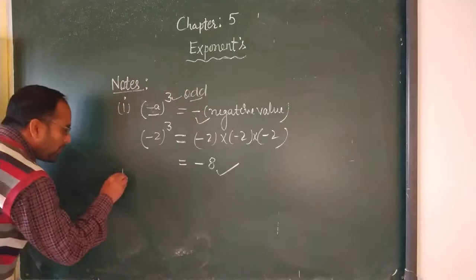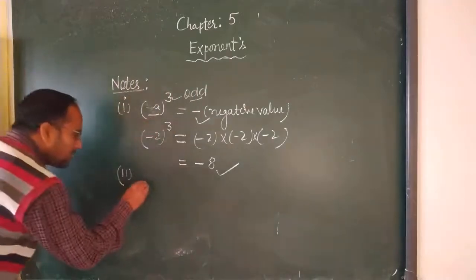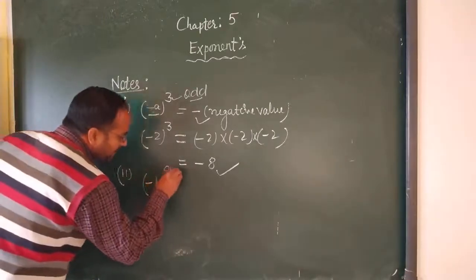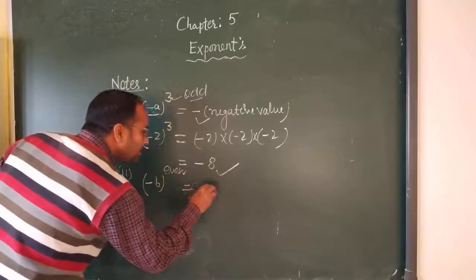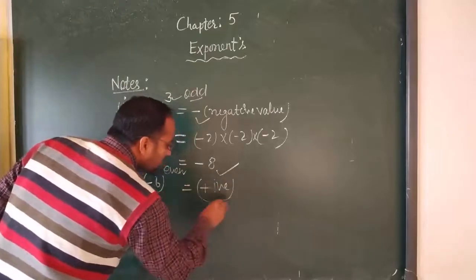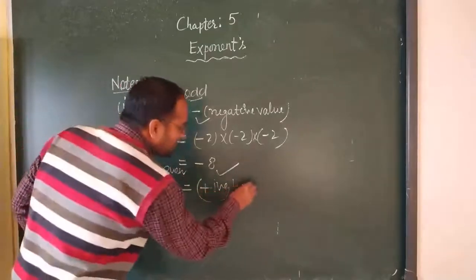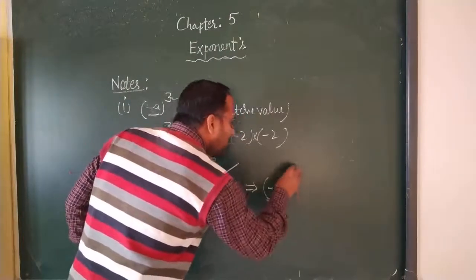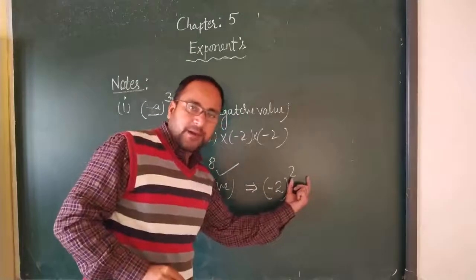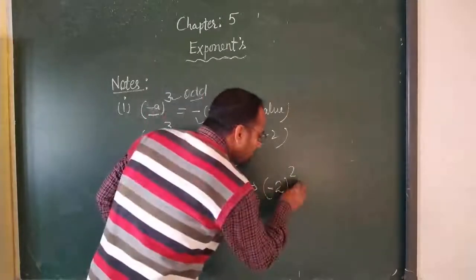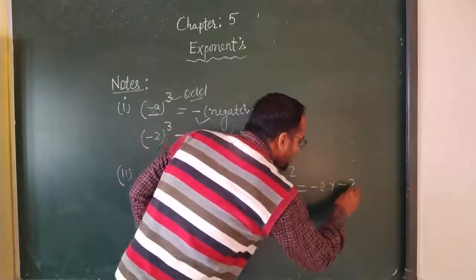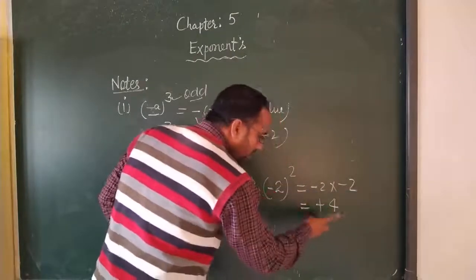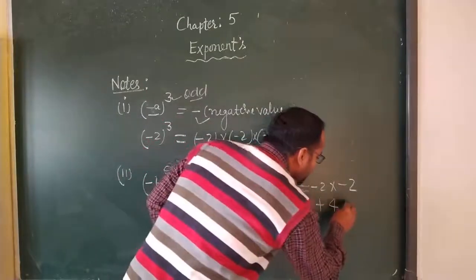So if your base is negative and the power is odd, you always get a negative value. Now the second point: if your base is negative, suppose minus 3, and its power is an even number, then you always get a positive value. I will show you this one. Suppose minus 2 and its power is 2. 2 is an even number, so minus 2 is multiplied 2 times: minus 2 into minus 2. Minus into minus, you will get plus, and 2 twos are 4. So you write plus 4, or you will simply write 4.